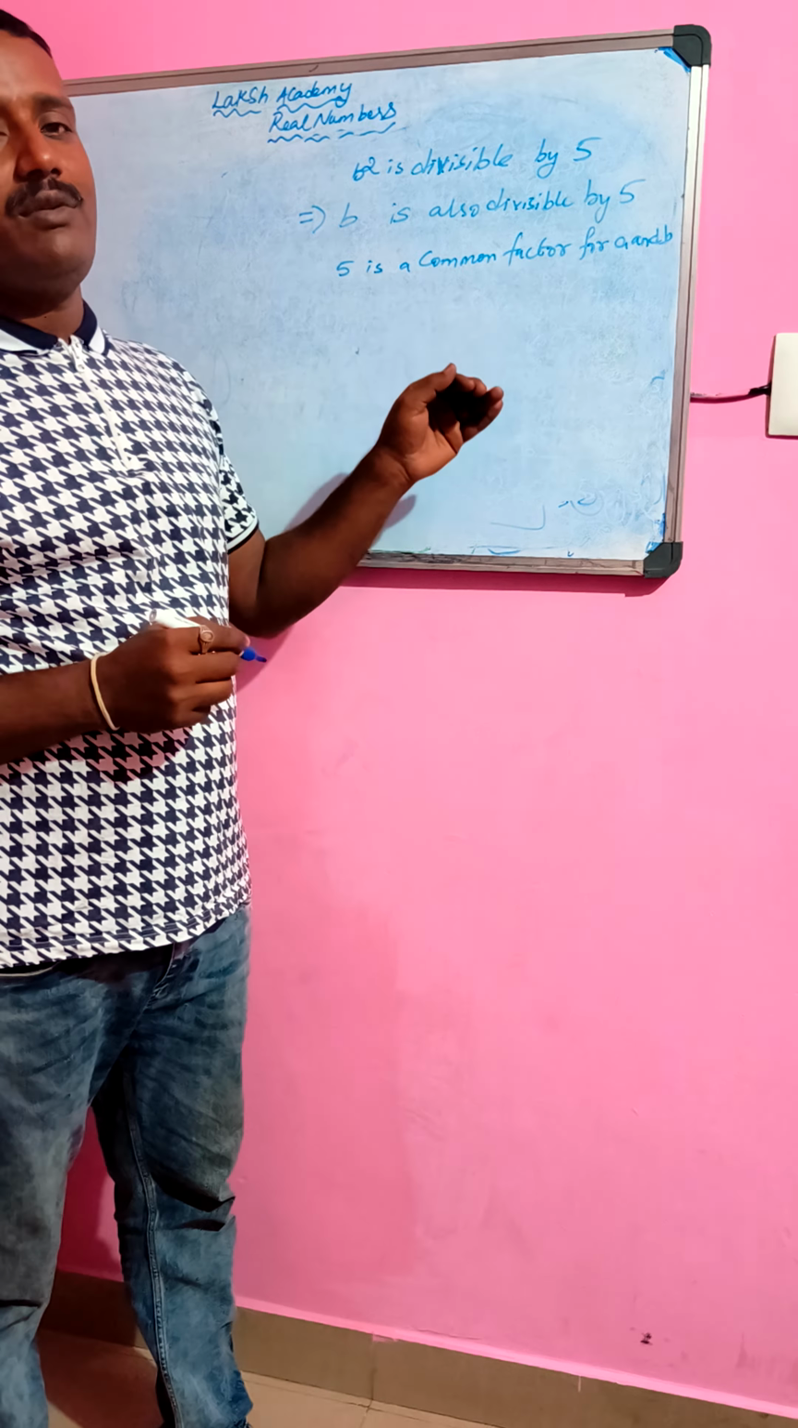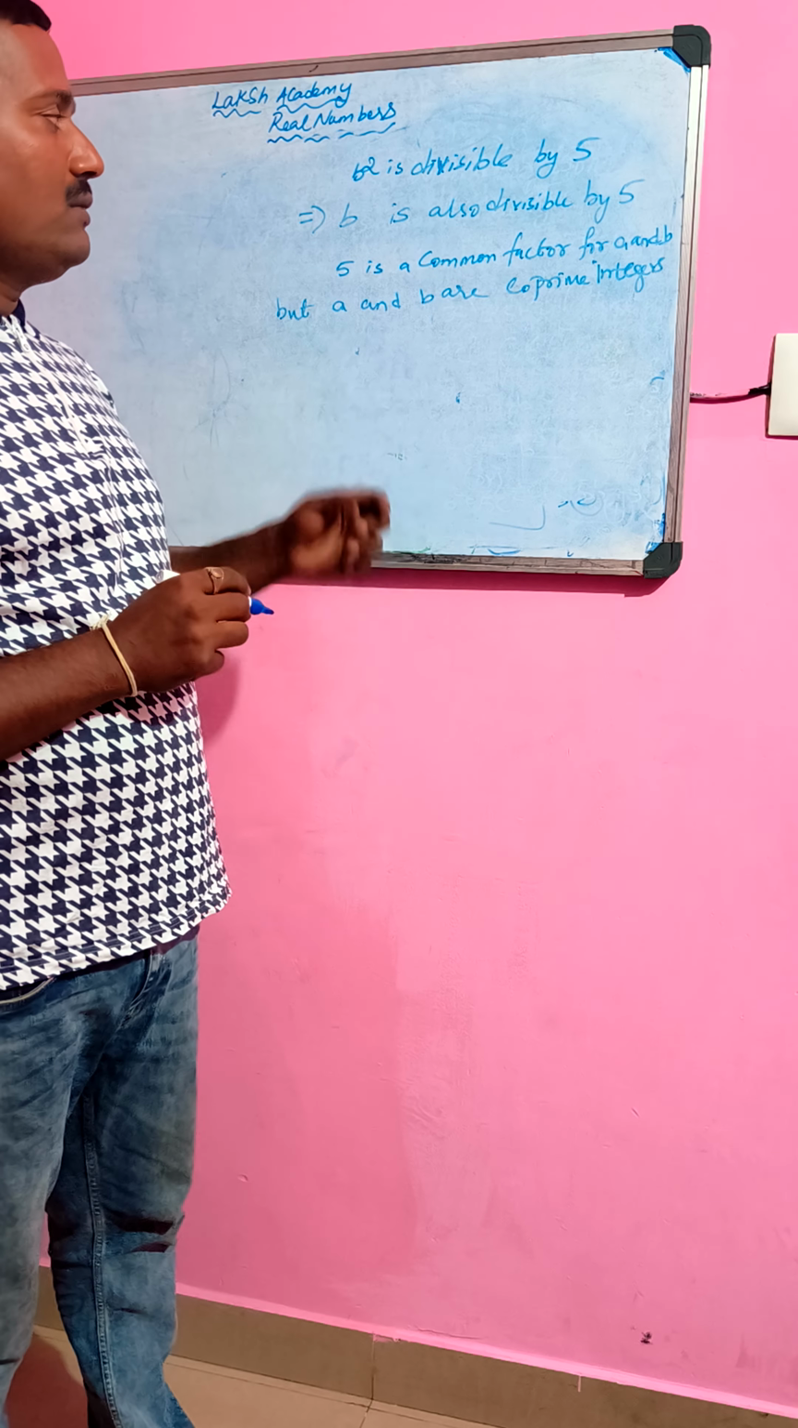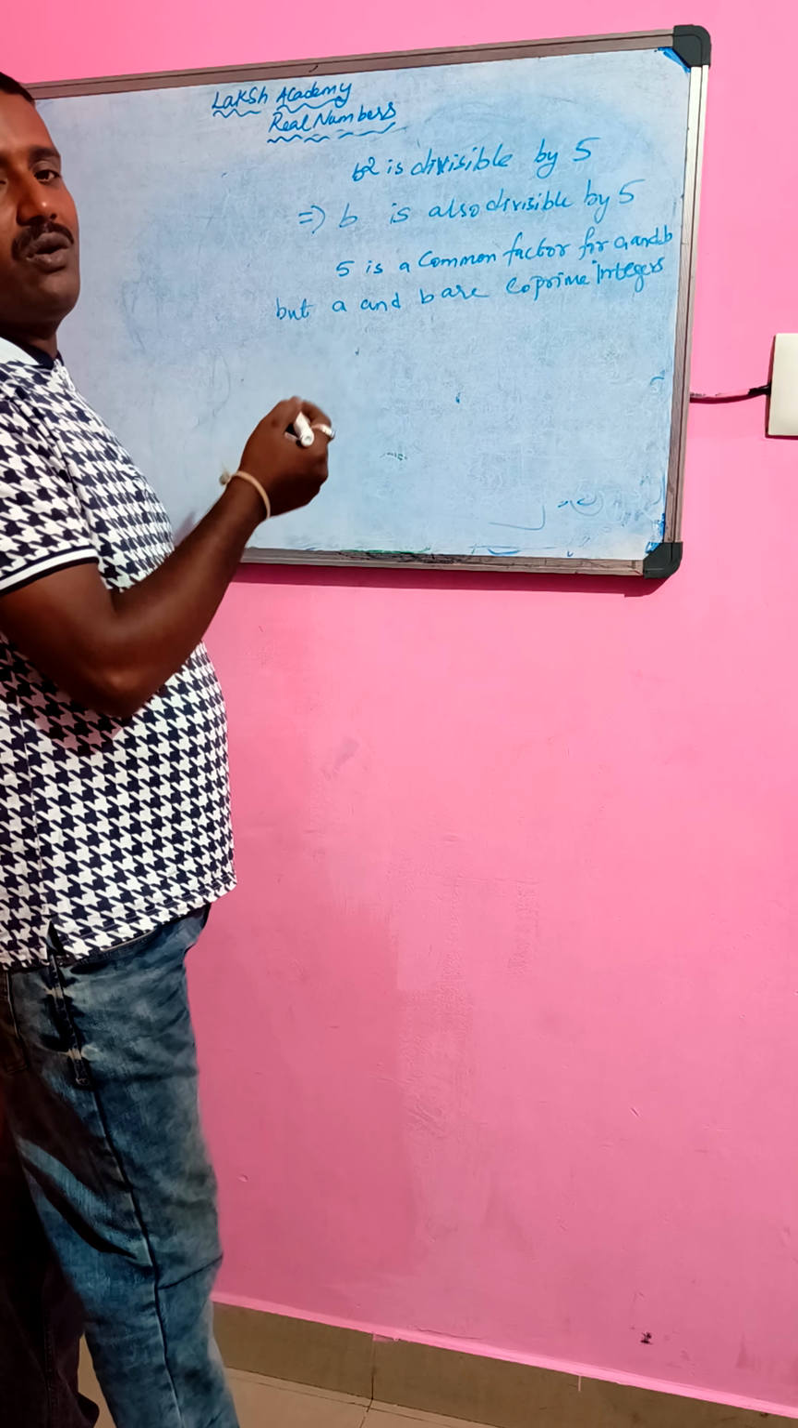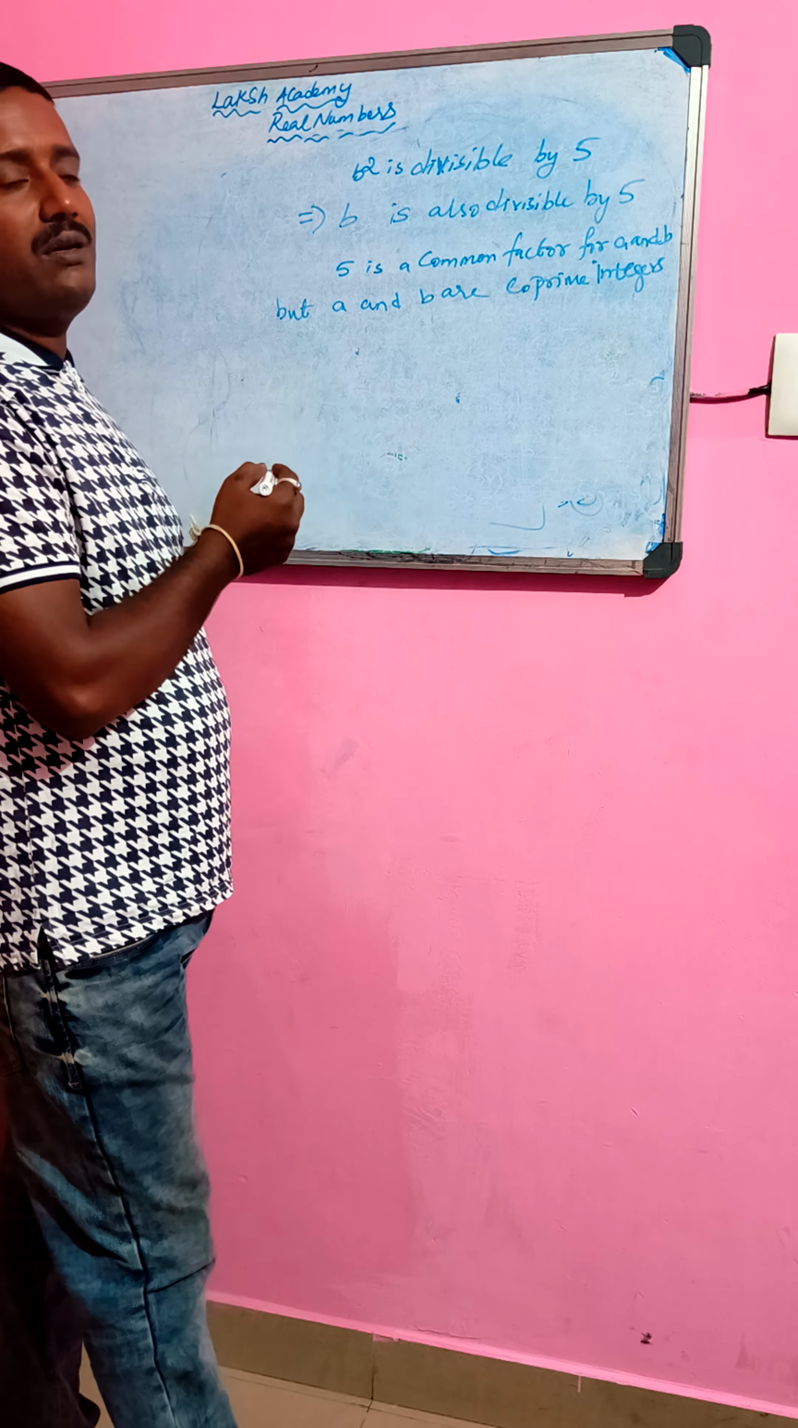But a and b are co-prime integers. In the beginning we assumed a and b are co-prime integers, so that contradicts the fact. Okay, so our assumption was wrong. We assumed it is co-prime, but here we have 5 is a common factor for a and b. Our assumption was wrong.